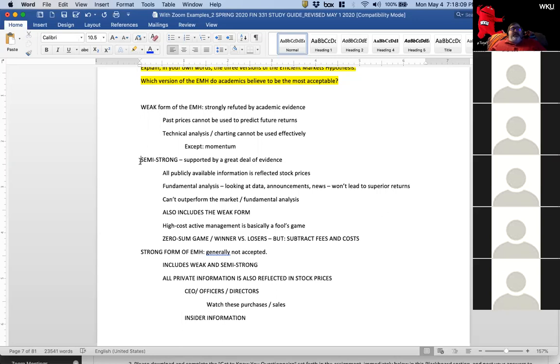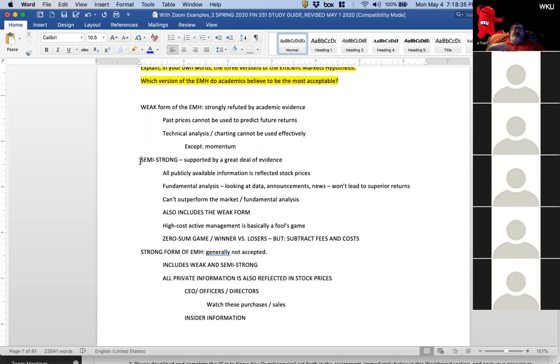All right. The semi-strong form says you can't use quantitative analysis or what's called fundamental analysis, looking at all these data and other news that might come out and try to predict whether this stock is going to outperform another. In other words, stock picking is refuted by the semi-strong form. There's a lot of evidence to back that up.